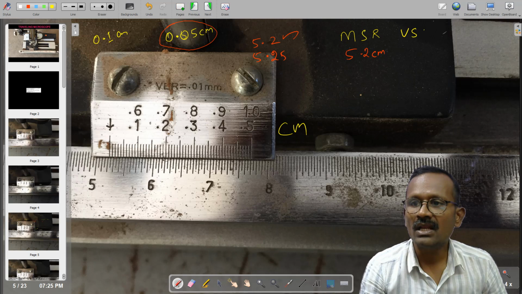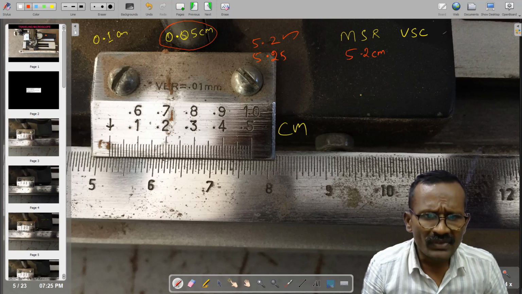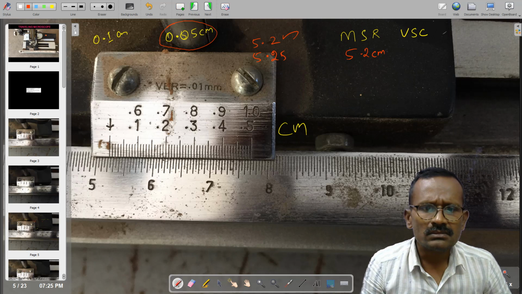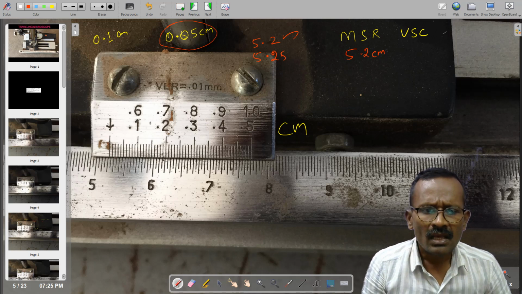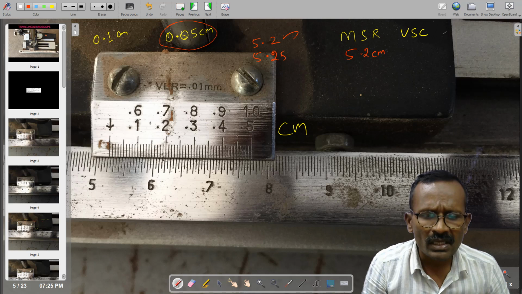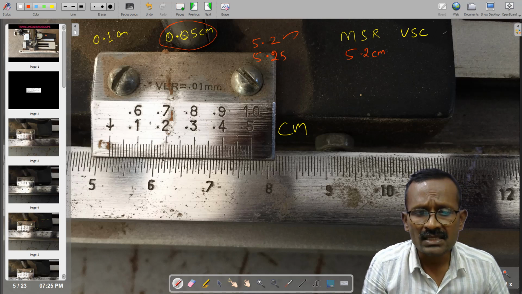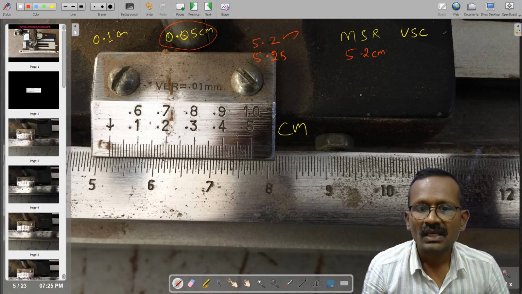Vernier scale coincidence. Okay, what's vernier scale coincidence? Which line of the vernier scale coincides with any one of the lines of the main scale? I take this one, I think.